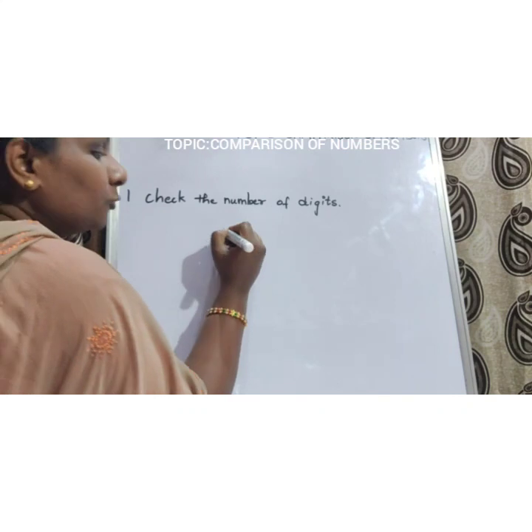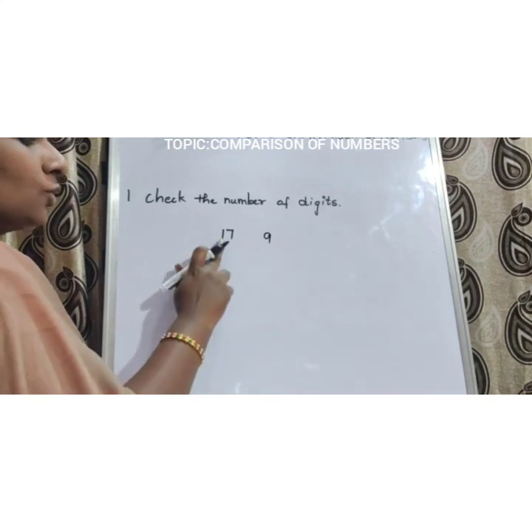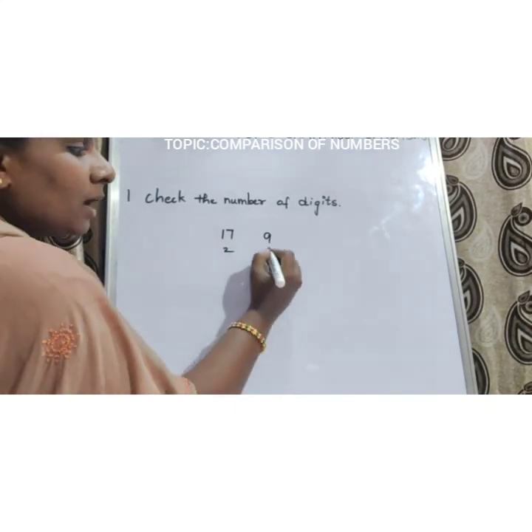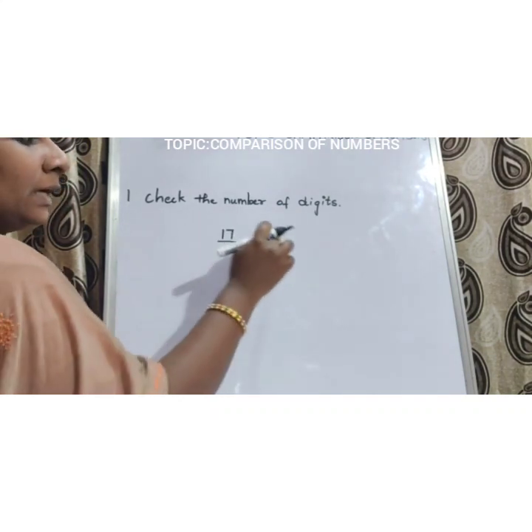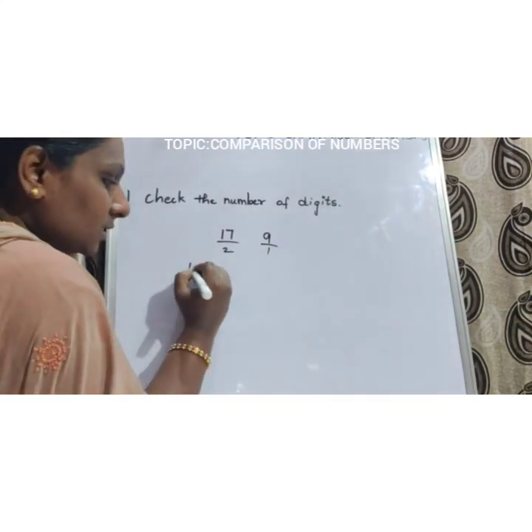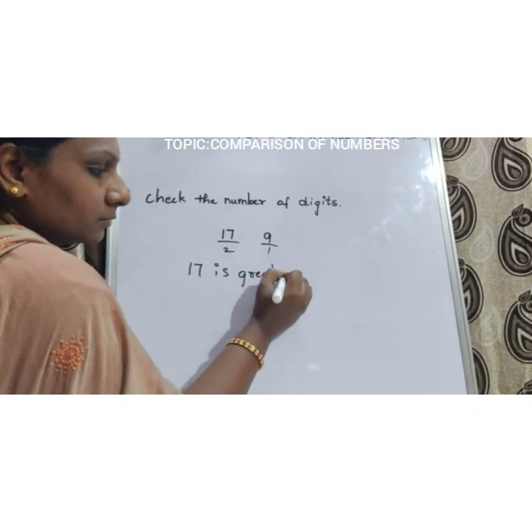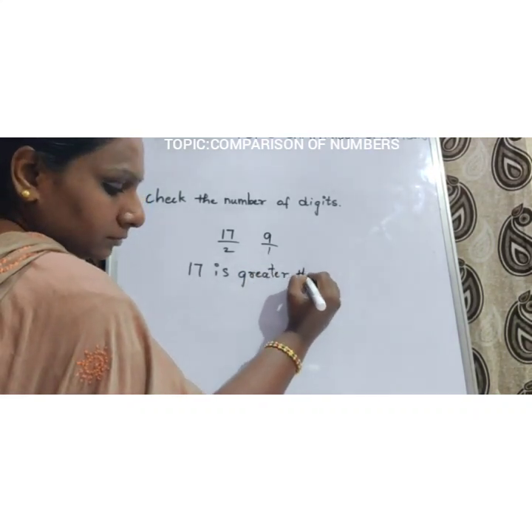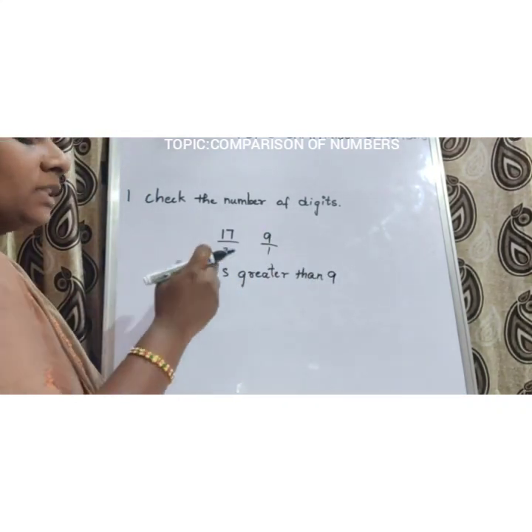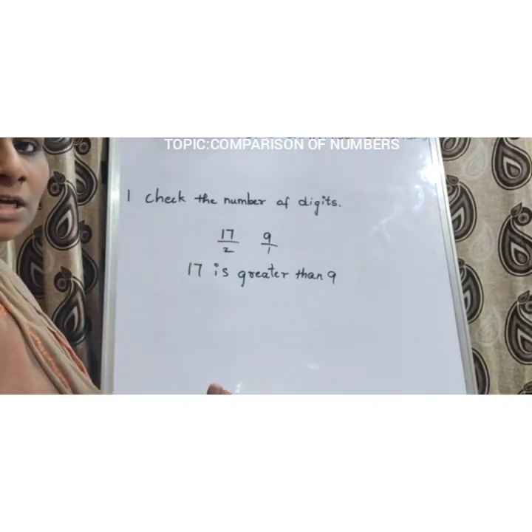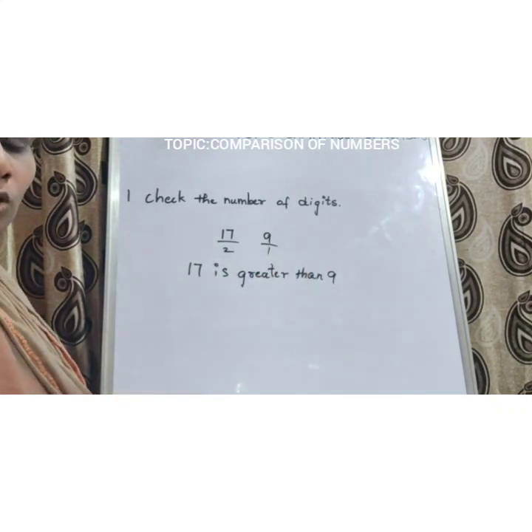For example, I am going to take 17 and 9. So 17 is a 2-digit number and 9 is a 1-digit number. So the 2-digit number, that is 17, is greater than 9. Always keep it in your mind, the number with more digits will be the greater number, and the number with fewer digits will be the smaller number.